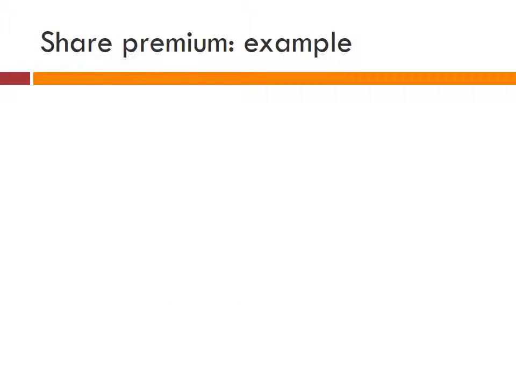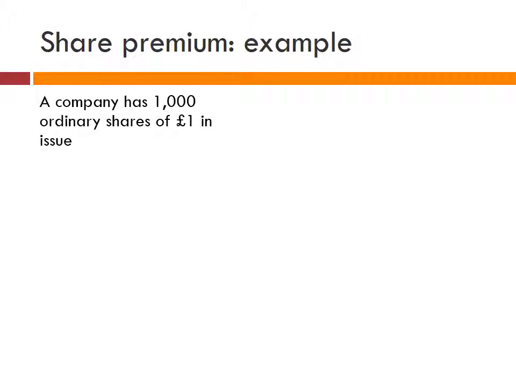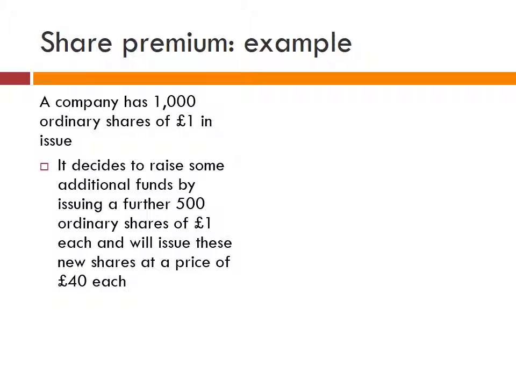So let's just illustrate this. Let's say that a company has 1,000 ordinary shares of £1 in issue, and it decides to raise additional funds by issuing 500 ordinary shares of £1 each, and those are going to be issued at a price of £40 each, either to the existing shareholders or to new shareholders.